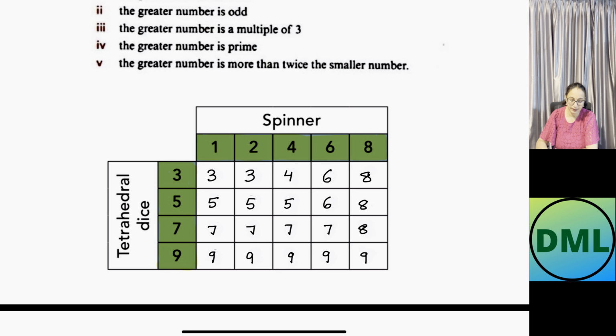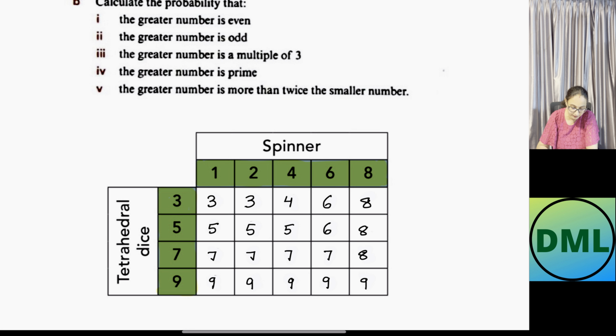I have to give all my answers, whatever they are asking me here. They are asking the probability that the greater number is even. This is all the sample space of the greater numbers. I need to write down the probability that the greater number is even. Let's see what my even numbers are. My even numbers are 4, 6, 8, 6, 8, 8. These are my even numbers. Let's count them: 1, 2, 3, 4, 5 and 6. So my favorable outcomes are 6. What is my total number of outcomes?